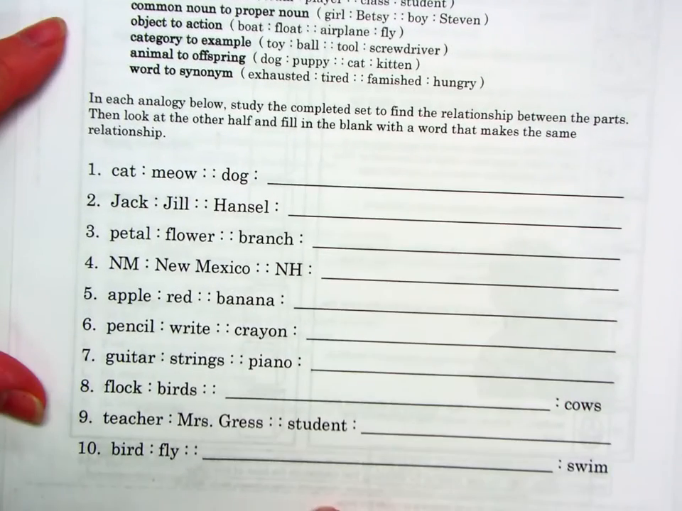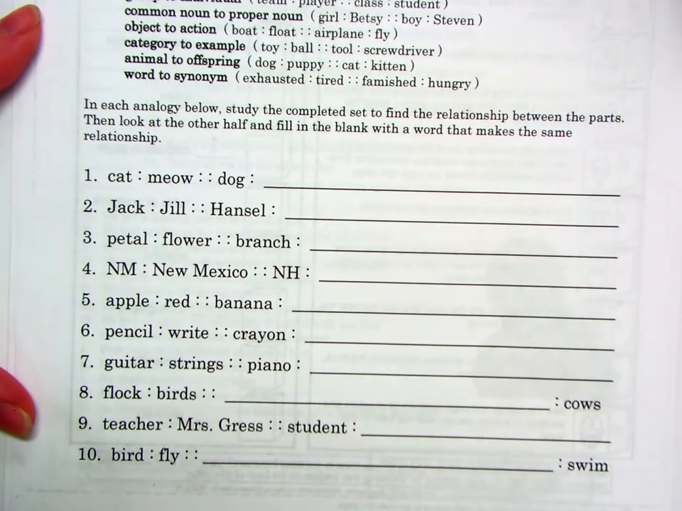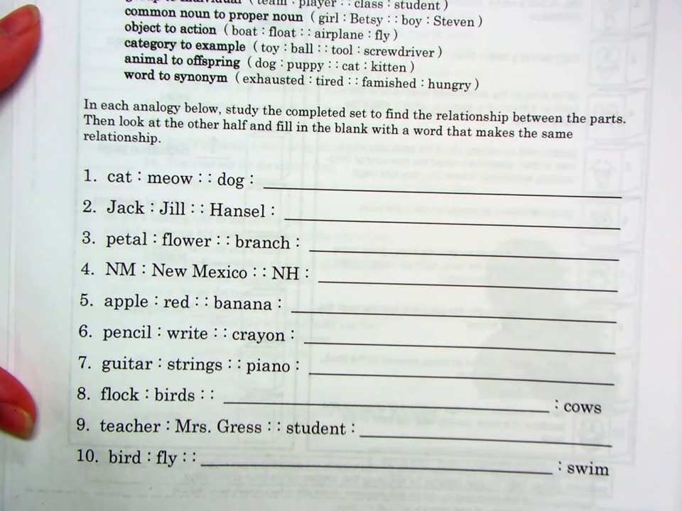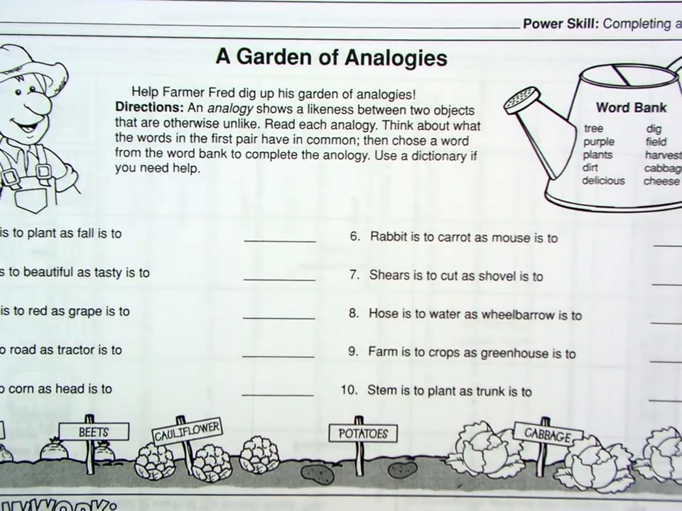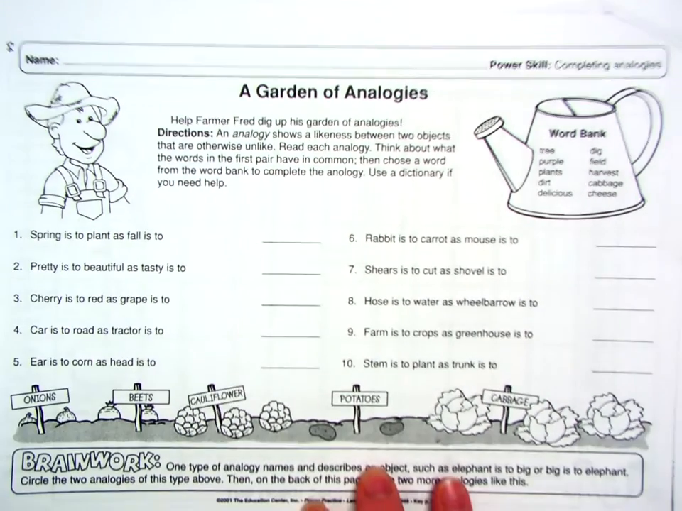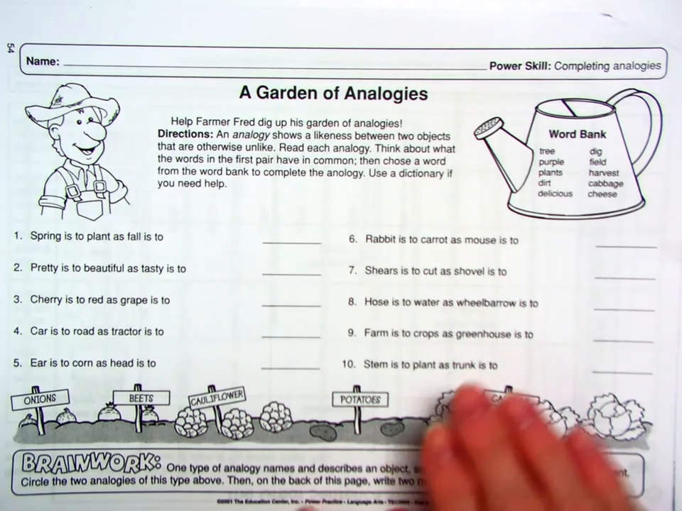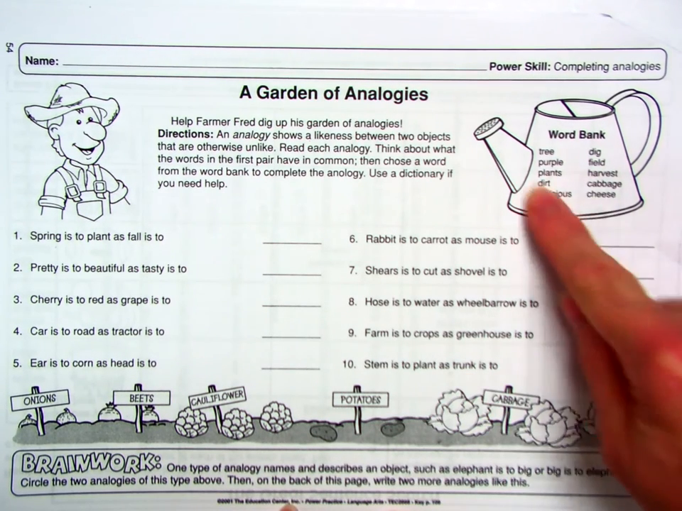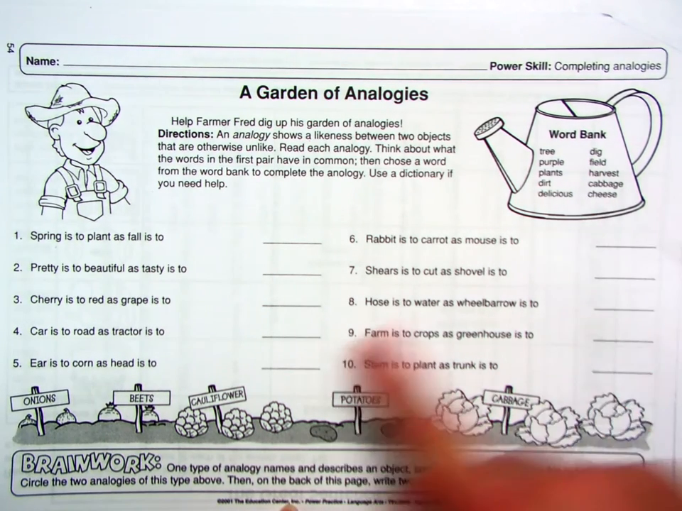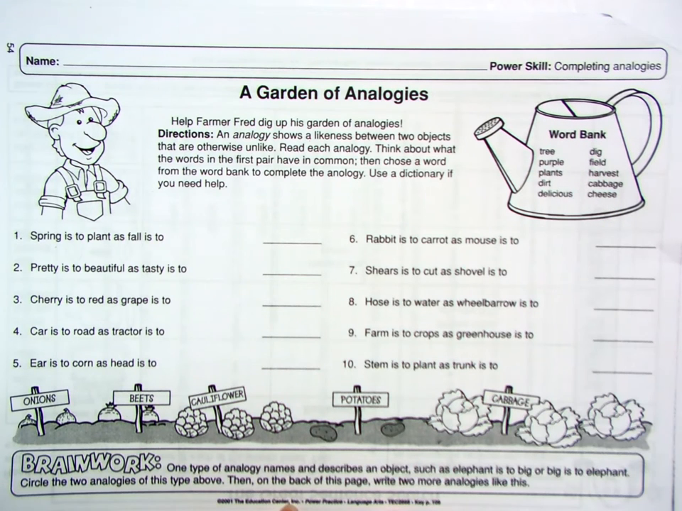When you have completed these 10 problems on this page, which are all pretty easy ones, then you're going to turn it over to the next page, which is titled A Garden of Analogies. These analogies are a little bit more complicated, but you have a word bank here to choose your words to complete the analogies. Help Farmer Fred dig up his garden of analogies.